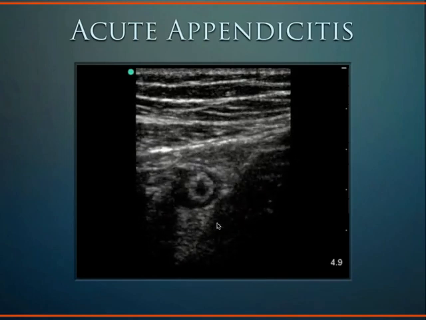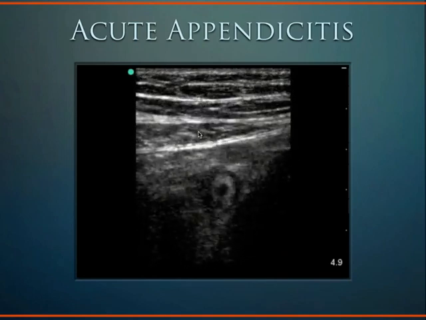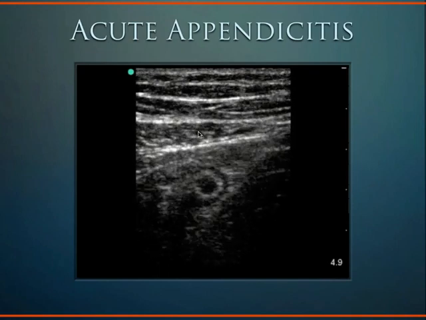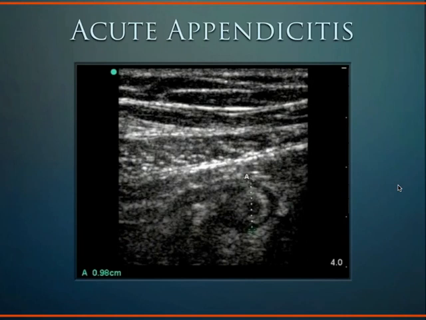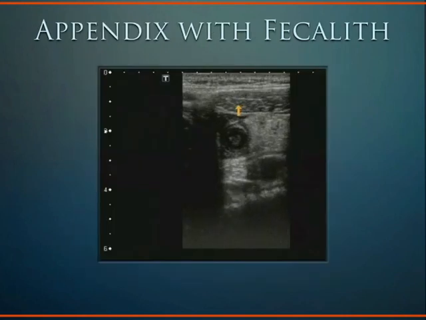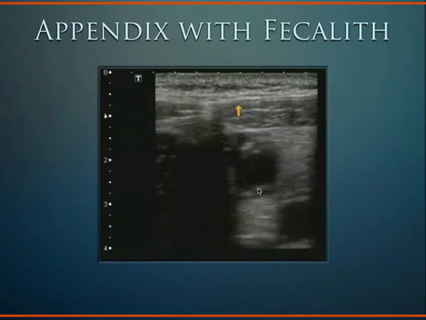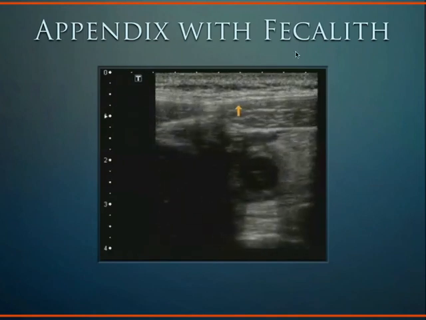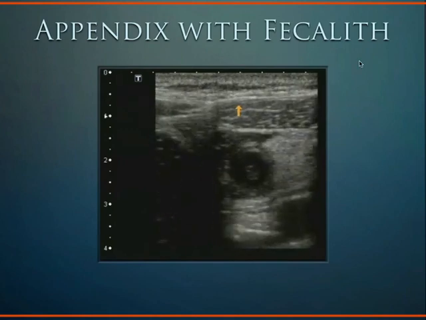Another example here, we're compressing psoas muscle. Here's the appendix, here's abdominal wall musculature. We're compressing these two structures together, and the appendix gets wedged in between there, and this one is 9.8 millimeters. Another example here, compressing. As we fan through this appendix, we may see something called a fecalith, or appendicolith is another name for it.